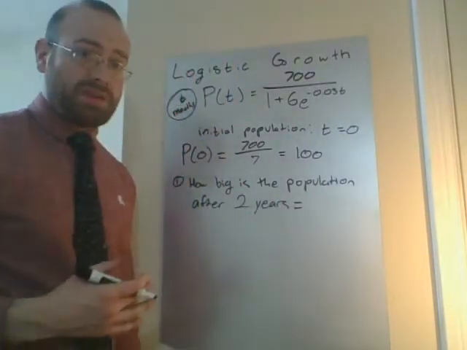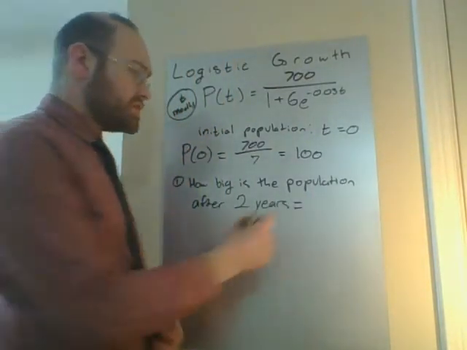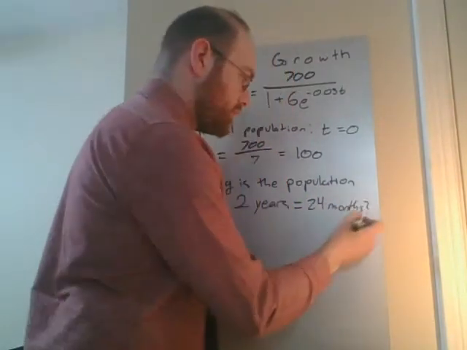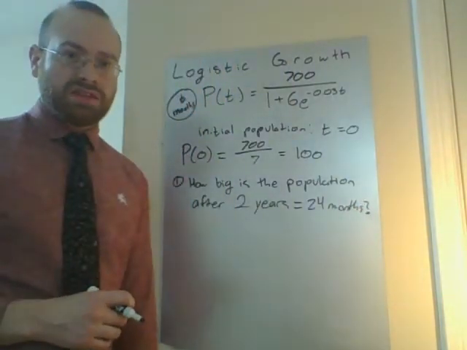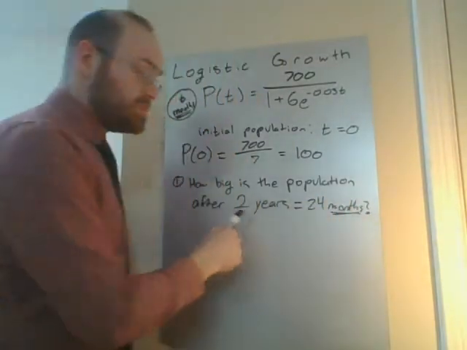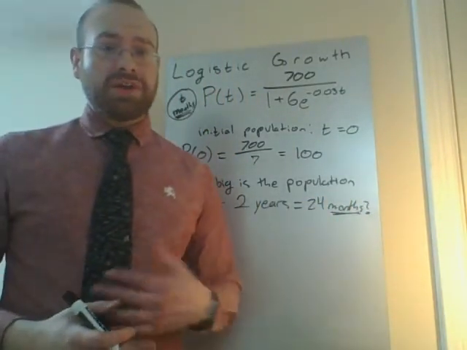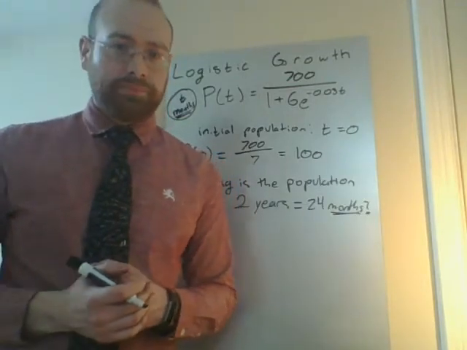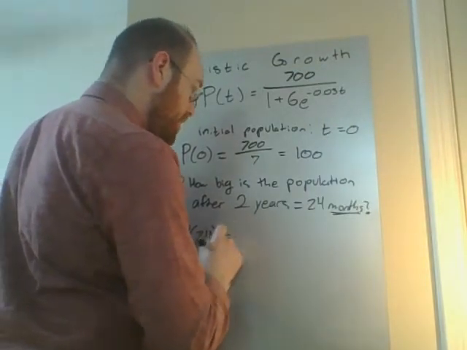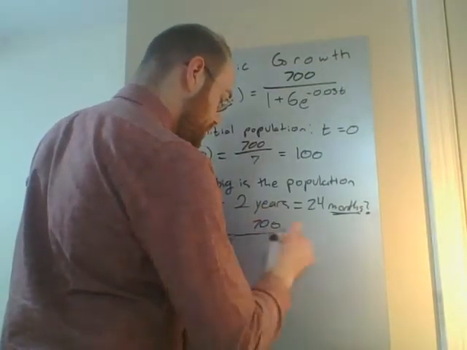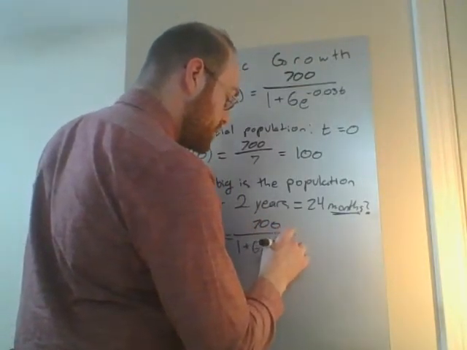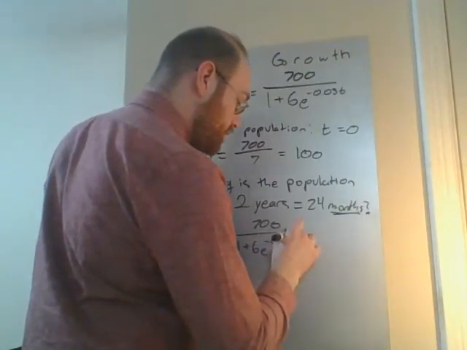And if there's 12 months in a year and there's 2 years, we're really interested in plugging in 24 months so that our units match our equation. If we just plug in 2, our answer will be incorrect because we're not adjusting the units accordingly. So we'll plug in 24. And so we'll have 700 over 1 plus 6 times e to the negative 0.03 times 24.